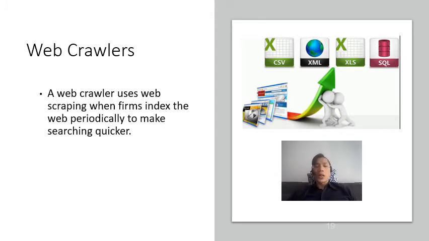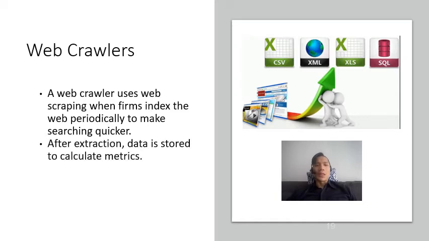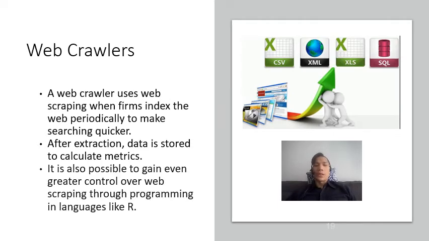Web crawlers is a web scraping technique that is used by firms to index the web periodically to make searching quicker. Now, a web crawler searches public databases to see if there are any emerging patterns that come out from the information that is provided by the public spaces of the companies. So after the extraction by the web crawler, the data is then stored to calculate certain metrics, highest occurrence, or whether or not there is a certain sequence or pattern that emerges from these web crawlers. It is also possible to gain even greater control over the web scraping through programming languages like R or Python.